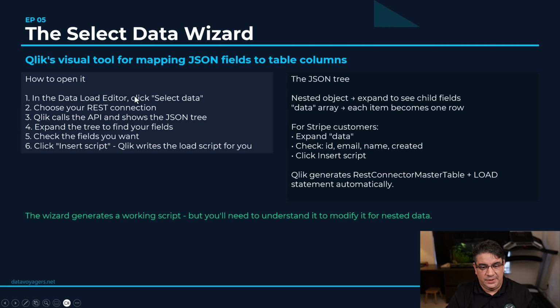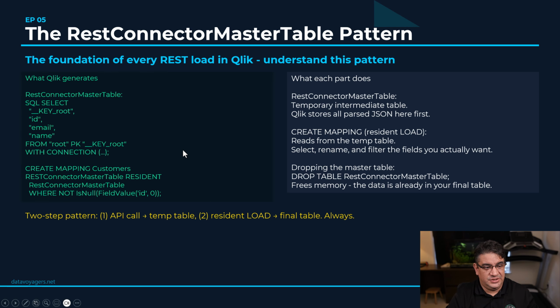Okay, so this is what we saw here: using the data wizard to get the REST API data. And this just talks about the REST connector master table. This REST connector master table exists in any data wizard from the Qlik REST data wizard. Okay. So, all right, we created all that.